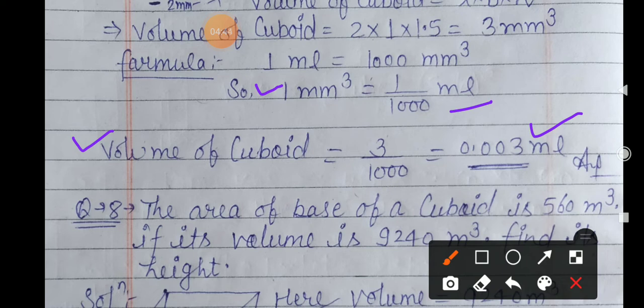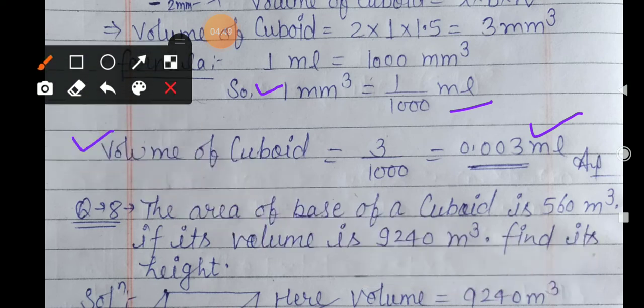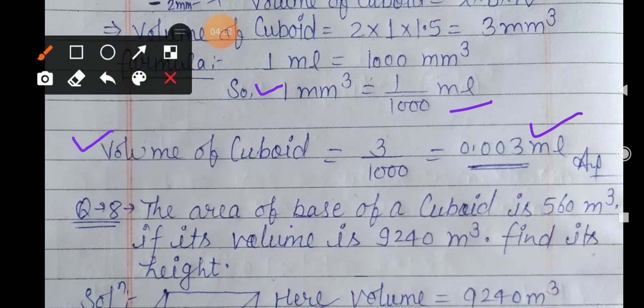Okay, now we discuss question number 8. You see here the question number 8. The area of a base of a cuboid is 560 meter cube. This is meter square, not cube here, so you have to correct it to square. Okay, so 560 meter square, and its volume is 9240 meter cube, and then you have to find its height.